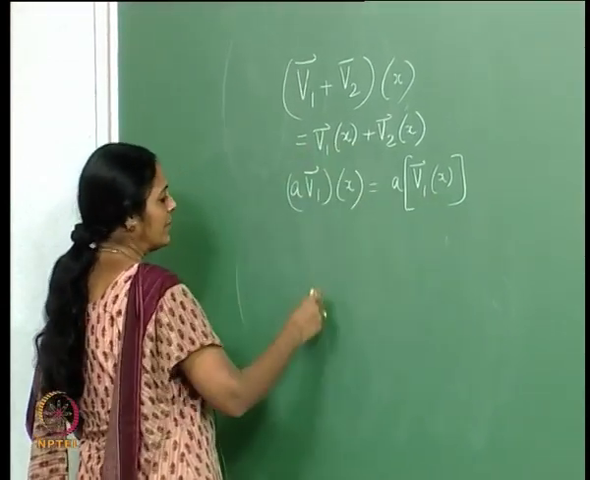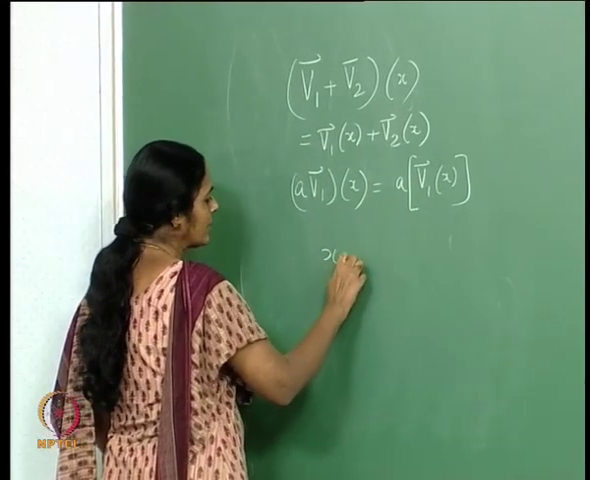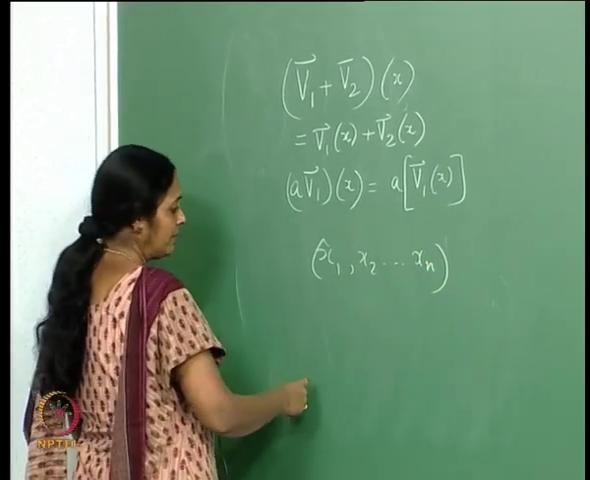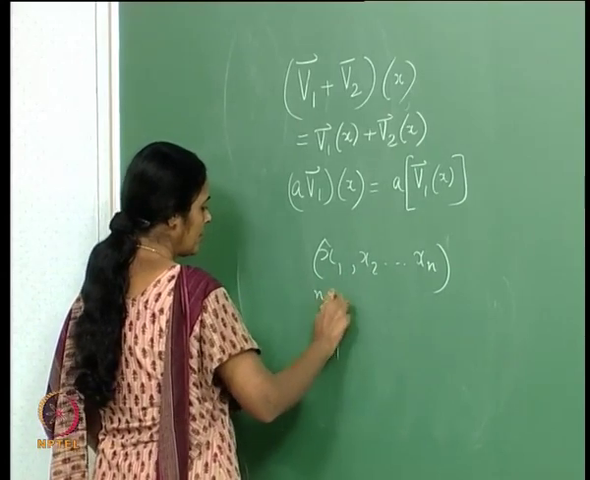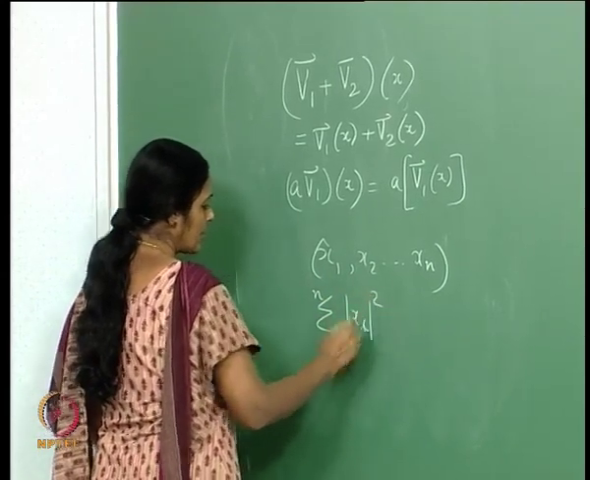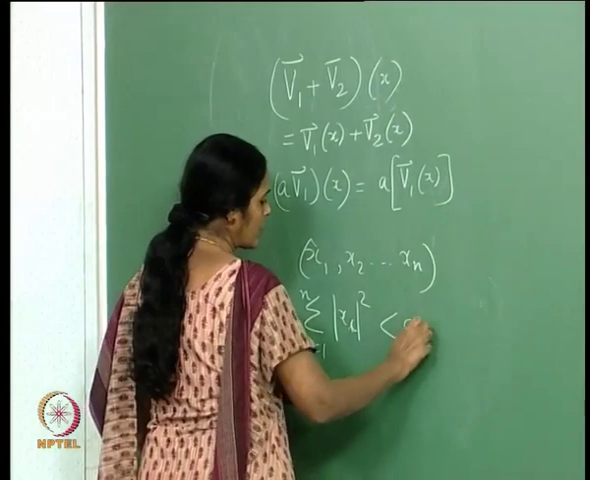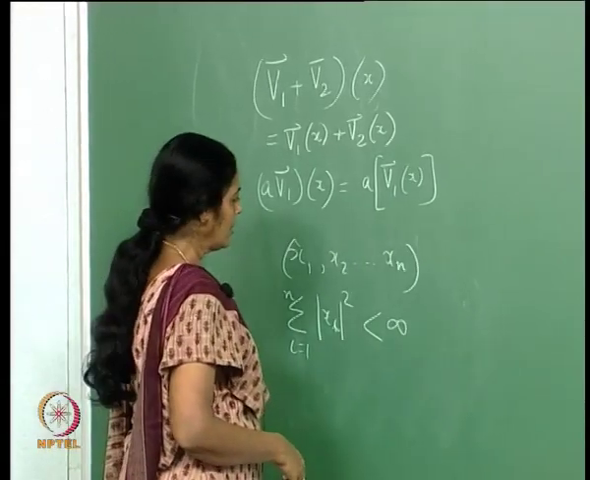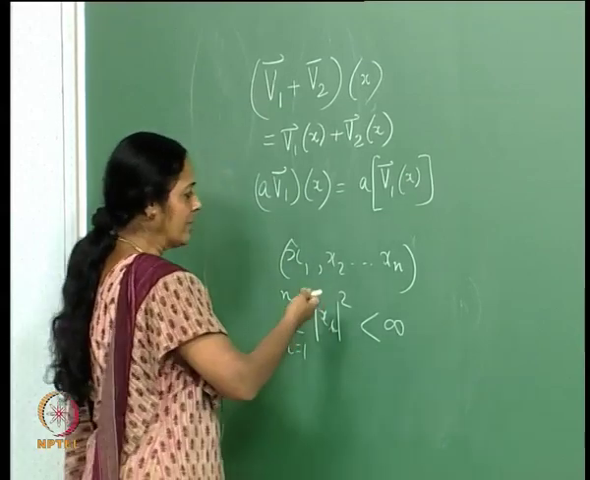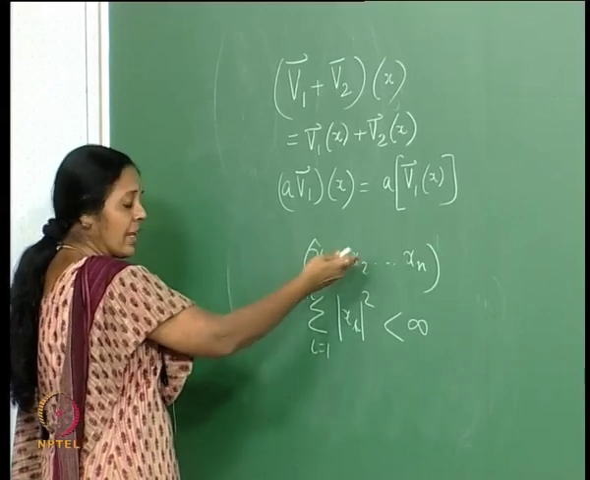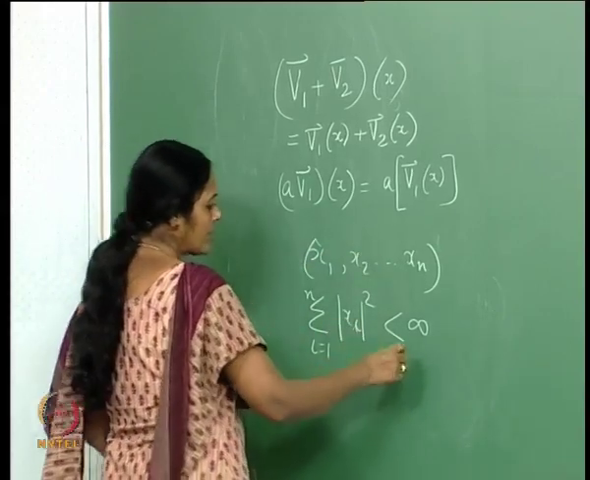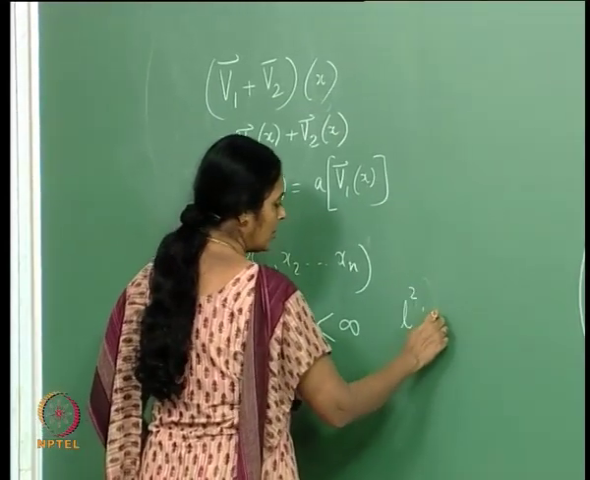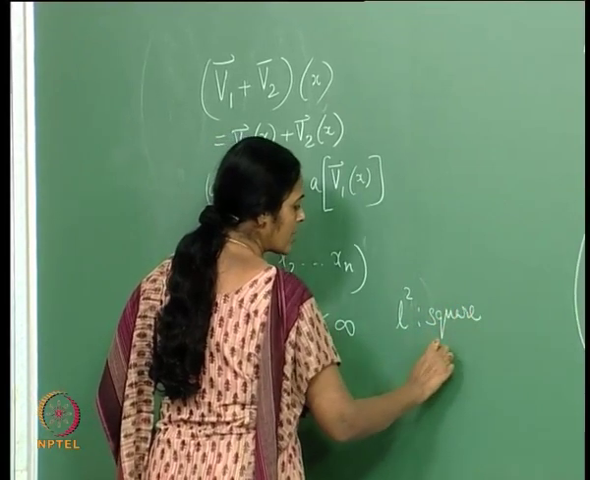There are some interesting linear vector spaces. Suppose you consider the string of numbers x1 to xn, the xi's being real, and suppose the summation i equals 1 to n of mod xi squared is finite. With addition and scalar multiplication defined, as I mentioned earlier, for an n-tuple x1 to xn, this space is a linear vector space denoted by little l2, the space of square summable sequences.